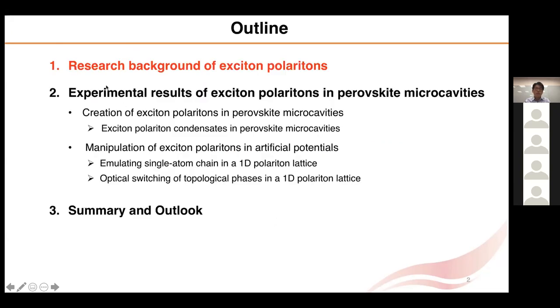Here is the outline of my talk. I will start with the research background and fundamentals of exciton polaritons. In the following, I'm going to introduce our experimental progress of exciton polaritons with perovskite microcavities, about how we create and how we manipulate those exciton polariton states with artificial potentials. In the end, I will give you a short summary and some outlook.